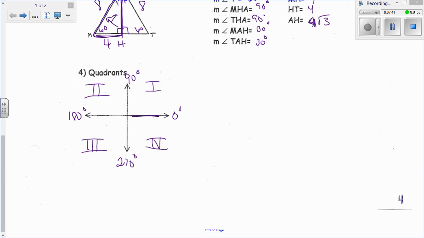This side right here is always where we're going to be starting from. This will be our initial side. So if I have an angle, this is my initial side.